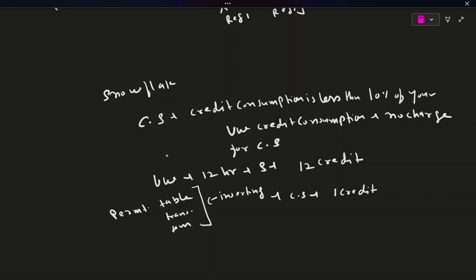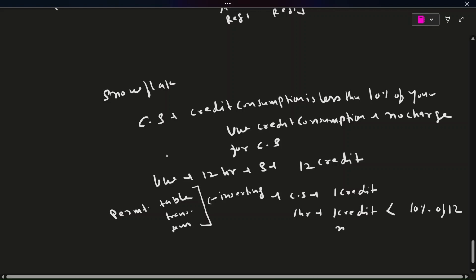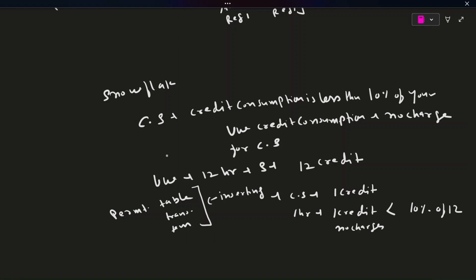Let's say we train it for 1 hour. For that 1 hour, the internal cloud service running for updating metadata for this table is, let's say, 1 credit, just a hypothetical figure. So your 1 credit is less than 10% of 12, which means no charges. We will not be charged for cloud service.